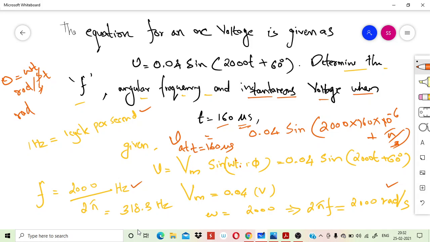Right. So that means we have the answer V at t equal to 160 microsecond. You just take your calculator and put this into your calculator and evaluate. Then you will get the answer.